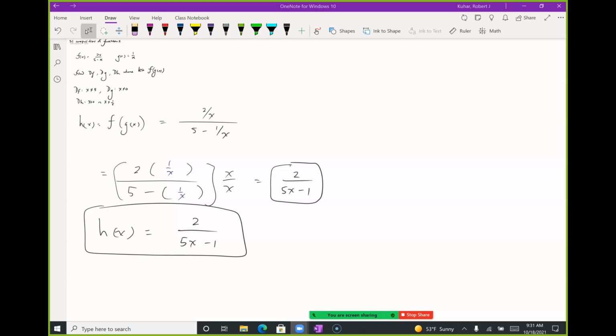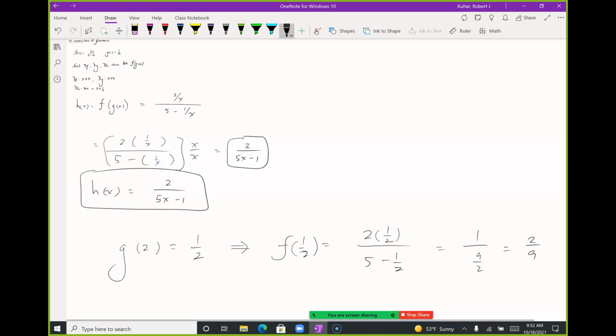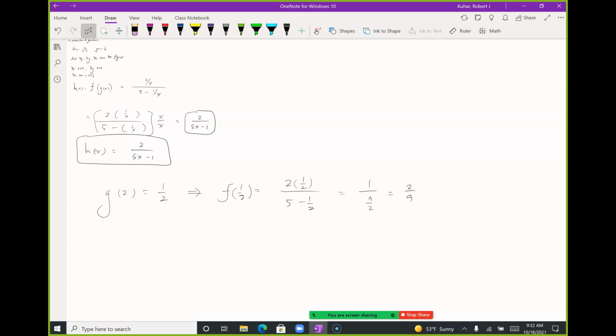On this one, we are interested in a couple of different inputs. For example, 2 looks fine. So let's find g of 2. g of 2 is 1/2, and from there I want to find f of 1/2. So f of 1/2 is 2 times 1/2 over 5 minus 1/2. I just picked something in the domain. So what do I get? I get 1 over 9/2, which is 2/9. Now let's see what happens when I put 2 into h. h of 2 is 2 over 5 times 2 minus 1. That's 2 over 10 minus 1, which is 2 over 9. Same answer.